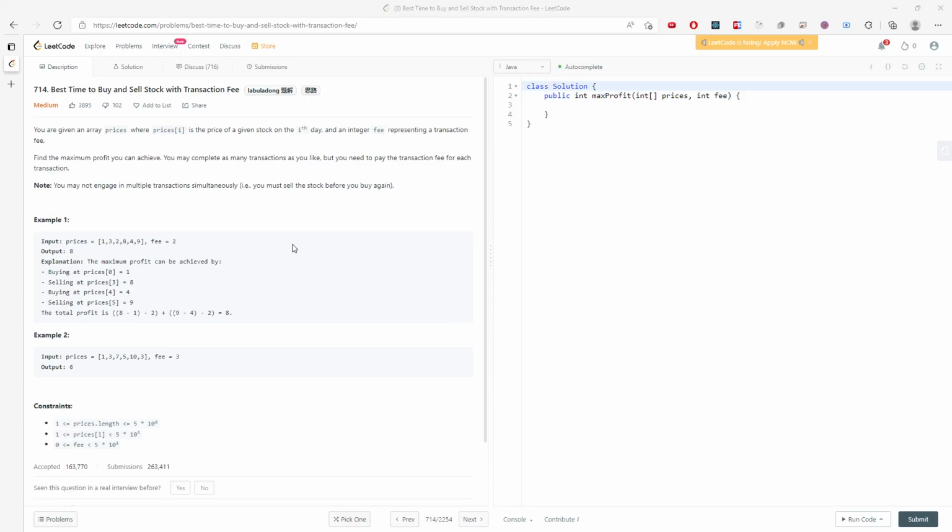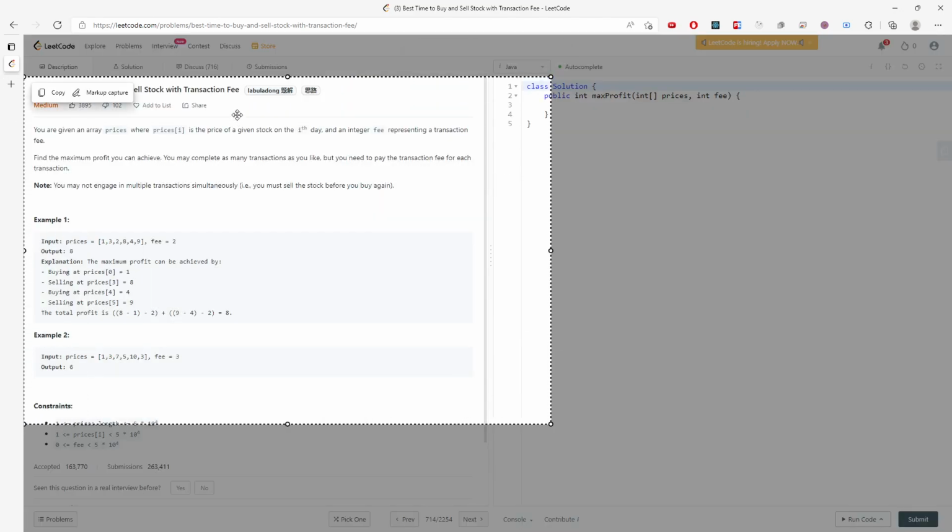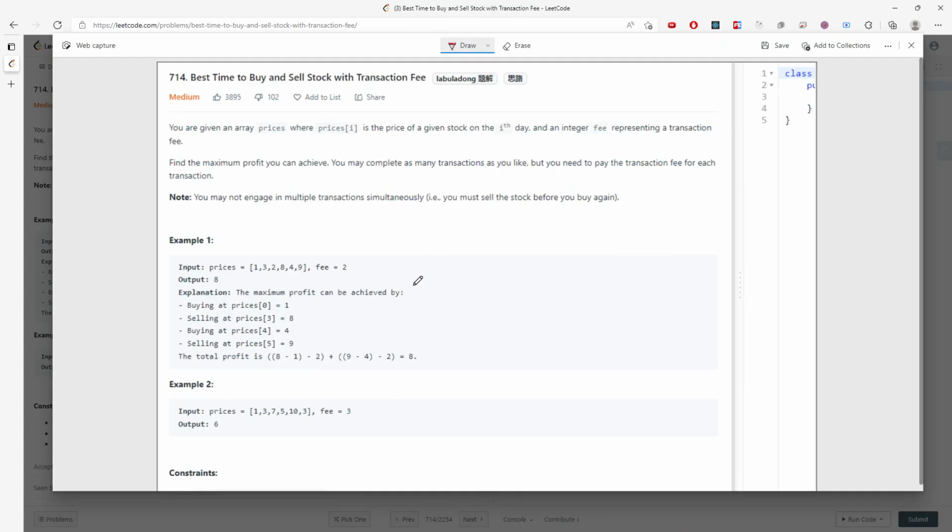Hi everyone, so let's talk about the best time to buy and sell stock with transaction fee. You're given a price array and also an integer fee. You want to find out the maximum profit you can achieve, and there's a constraint: you cannot do transactions simultaneously, which means you cannot buy and sell the stock on the same day. This is not working.